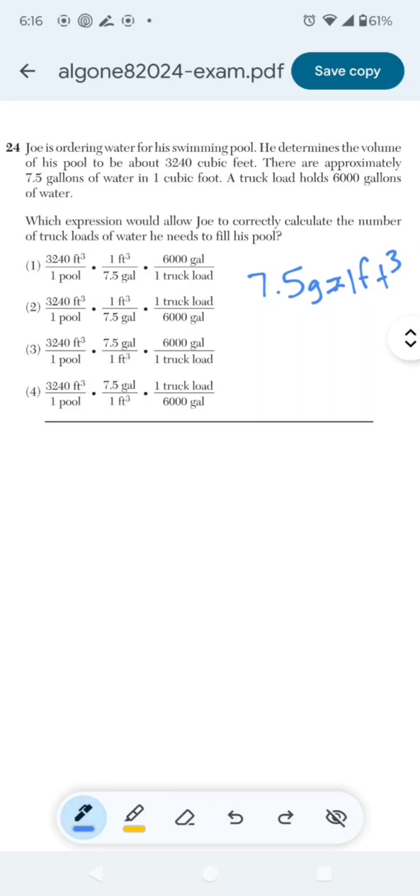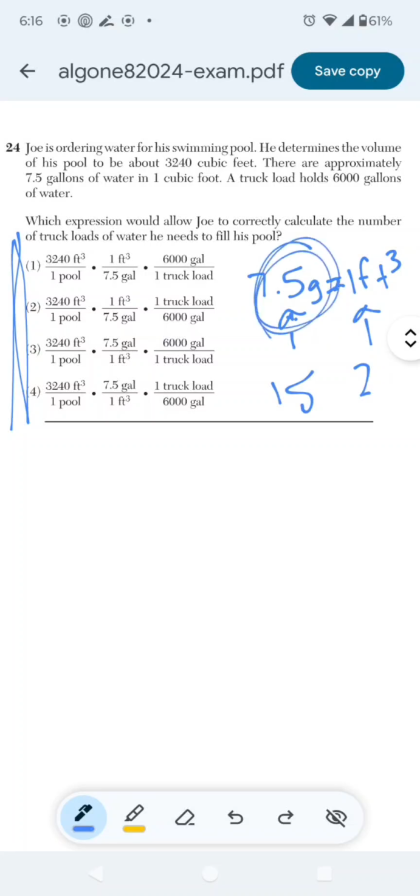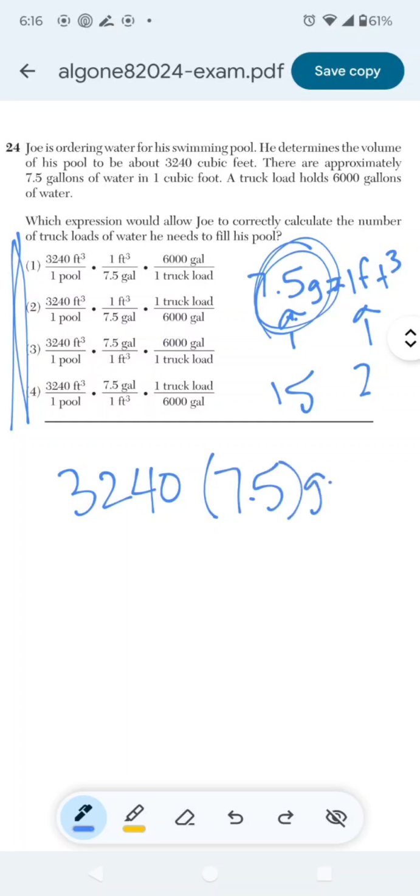Me, personally, I would just figure this out by myself without using these, and then I'm going to go back and look at what makes sense. You know what I'm saying? So if I know I have 7.5 gallons in 1 cubic foot, that means that if I have 2 cubic feet, then I'm going to have 15 gallons. So I'm going to multiply all my cubic feet times 7.5 to see how many total I have. So I'll take 3240. I know I'm going to have to multiply that times 7.5 gallons.